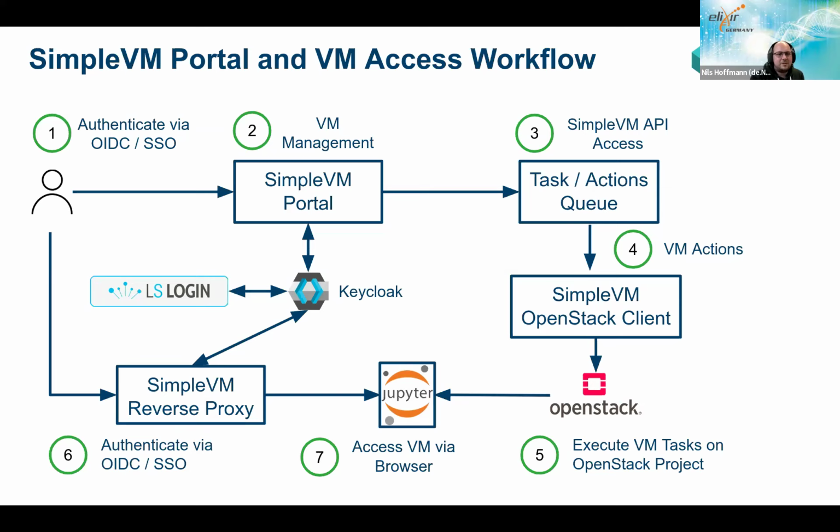For Simple VM, it is quite similar. So you have this authentication via OIDC or SSO in the beginning, using Life Science Login, in this case connected to Keycloak. So this is a slightly different setup than we had before. When you enter the Simple VM portal, you can then use the Simple VM API access to trigger tasks and put them in the task action queue.